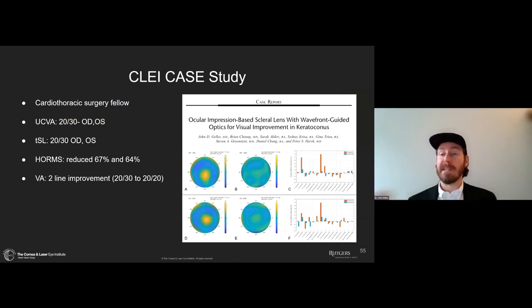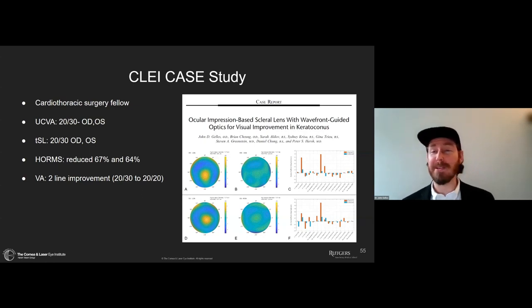So let's talk about some results. This is one of the case studies that we published on this. This was a cardiothoracic surgeon. This individual is 20/30 uncorrected, but is having difficulty during his training. We fit him with a scleral lens, and I'm going, hey, this is going to be great. You're going to do really well.